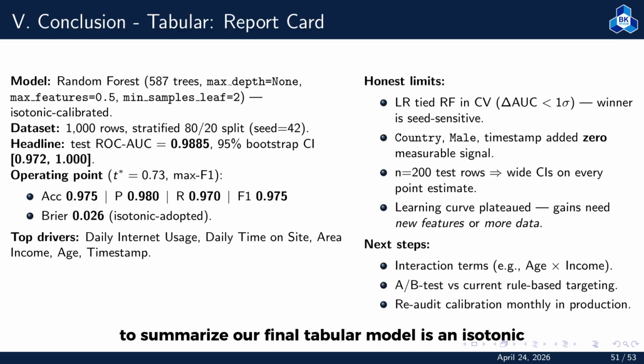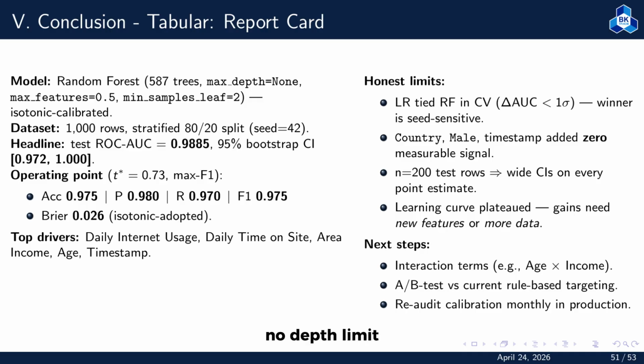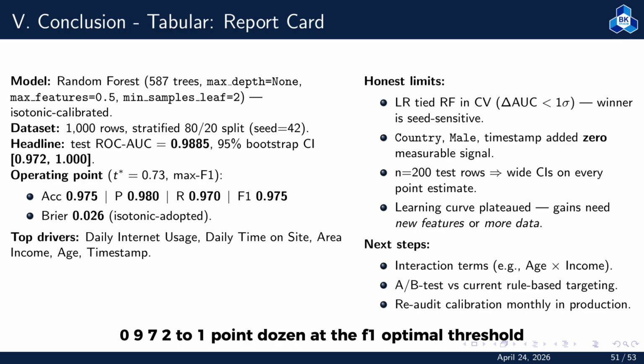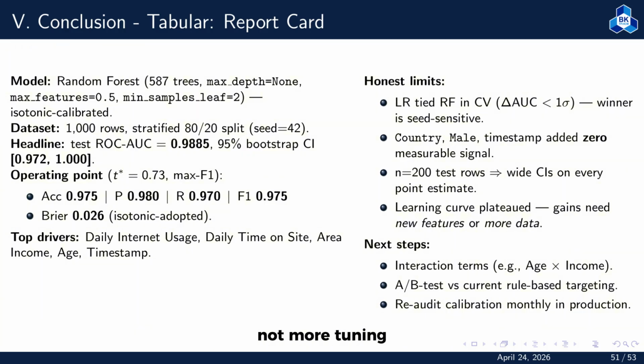To summarize, our final tabular model is an isotonic calibrated random forest, 587 trees, no depth limit. The headline is test ROC AUC of 0.989, bootstrap 95% CI 0.972 to 1.000. At the F1 optimal threshold, all four metrics are at or above 0.97, but we're deliberately upfront about the limits. LR essentially tied RF in cross-validation. Three of our engineered features added no measurable signal. With only 200 test rows, every point estimate has wide uncertainty, and the learning curve is flat. Further progress needs new features or more data, not more tuning.